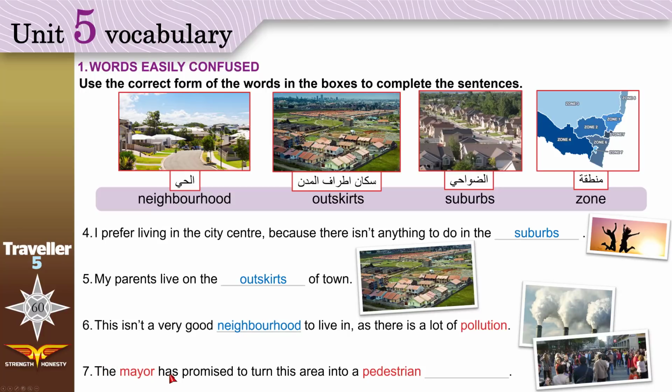The mayor. Mayor is someone who is in charge of a city or town. Has promised to turn this area into a pedestrian blank. Pedestrian, people who walk on foot. They don't drive cars or bikes. Pedestrian zone. Area especially for pedestrians.